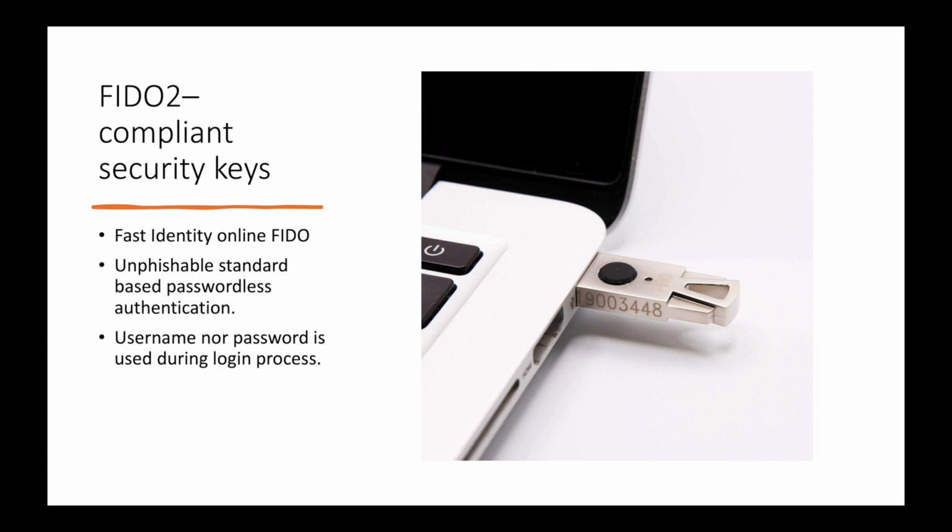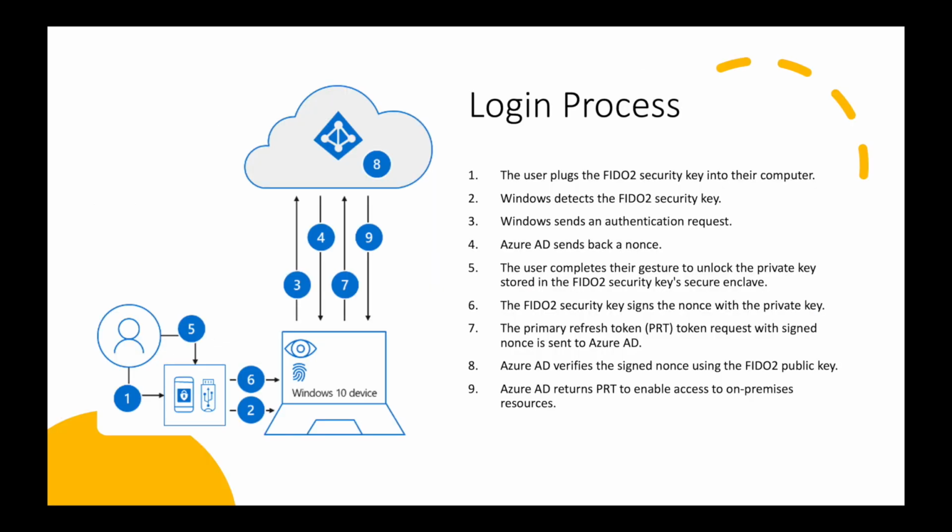Let's talk a little bit about how it works. This is pretty much the login process. Initially the user plugs the FIDO security key into their computer. If you look at the bottom left-hand corner, that's number one. Then number two, Windows detects the FIDO2 security key. The third step is Windows sends an authentication request.